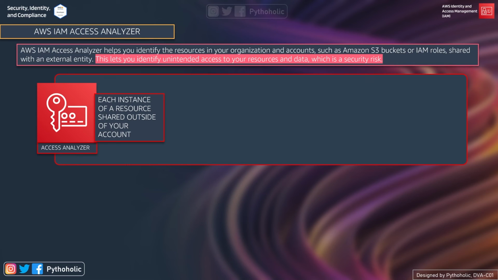Then it would obviously violate the principle of least privilege. Having said that, you will still ask me, what is Access Analyzer? IAM Access Analyzer is a service that helps you identify the resources in your organization and accounts, such as Amazon S3 buckets or IAM roles, shared with an external entity. Now you will tell me, okay, but I can manually do the same thing. Why do I need IAM Access Analyzer?